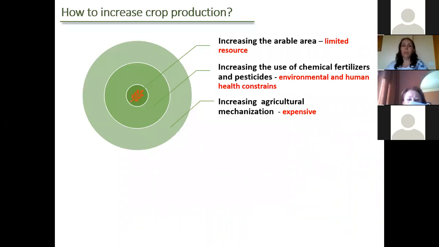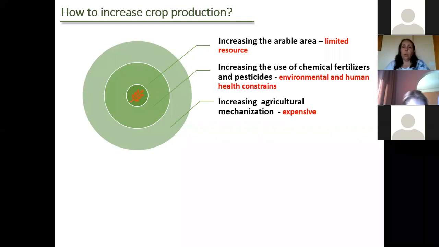So how to deal with this problem? How to increase crop production in a sustainable way? In the past, several strategies were applied. One of them was increasing the arable area to produce. However, we know this is a limited resource, because in most of the countries in the world, it's not possible to increase the agricultural area anymore.